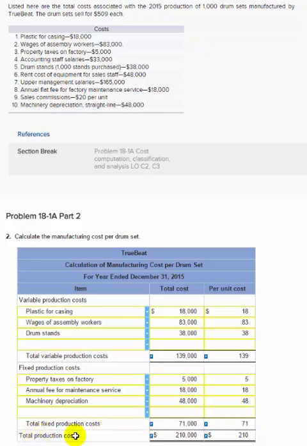And then the total production cost with all the variable costs and all the fixed costs would be a total of $210,000, and it's going to be $210 per unit.